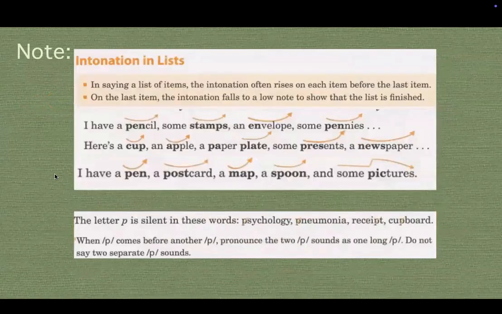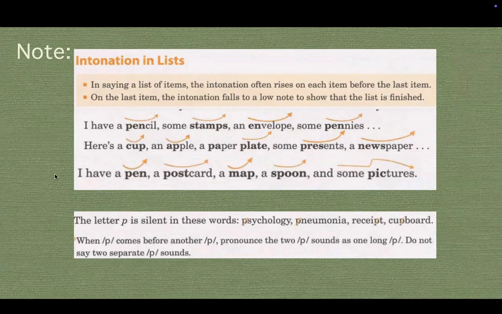Okay, so we have some notes on intonation in lists. In saying a list of items, the intonation often rises on each item before the last item, and on the last item, the intonation falls to a low note to show that the list is finished. Here is an example of intonation in a list. For example, I have a pen, a postcard, a map, a spool, and some pictures. So when it comes to the last item at the end, the intonation will fall.